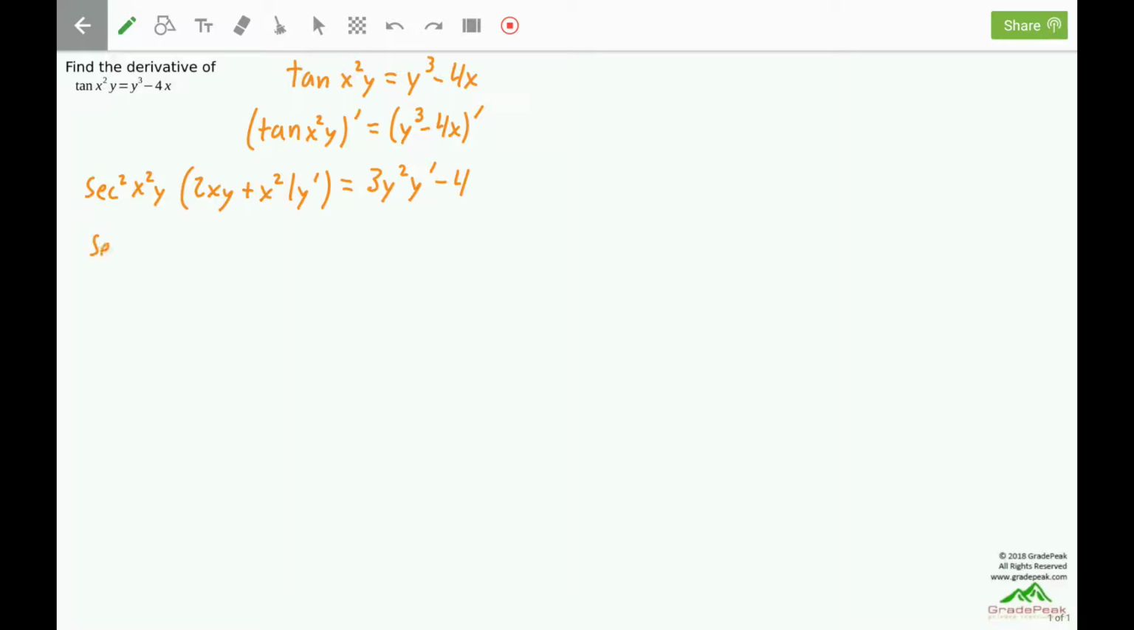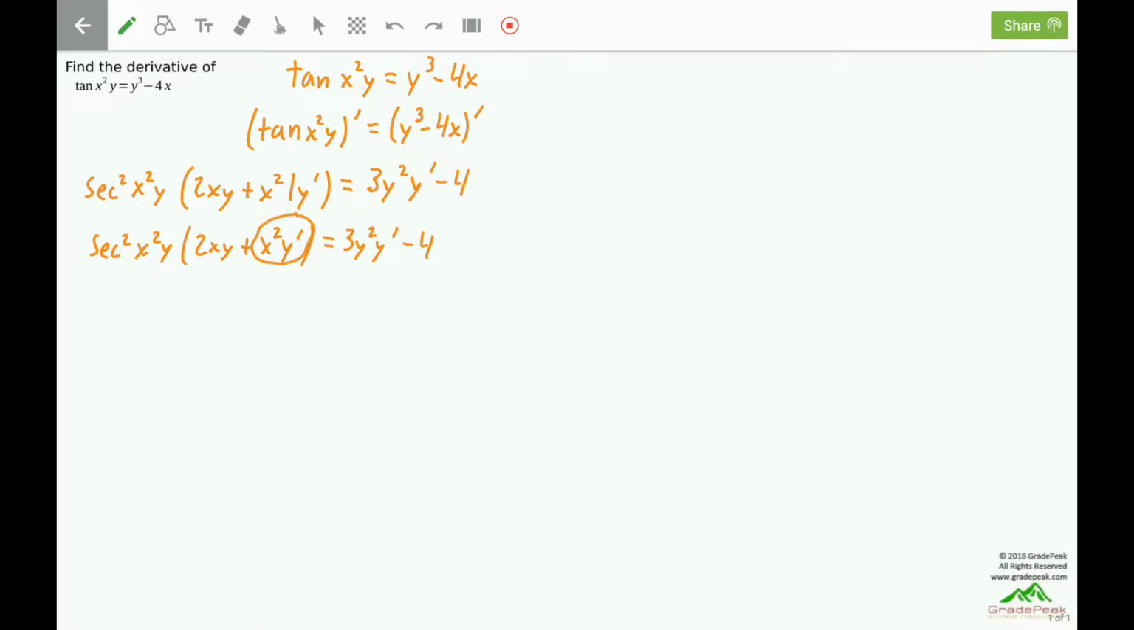So we have secant squared of x squared y times 2xy plus the 1 is implied for this second term in parentheses, so we can just write it as x squared y prime equals 3y squared y prime minus 4. We have two terms that have y prime in them. We will need to isolate those on one side.